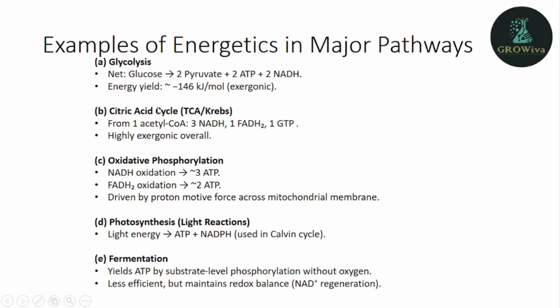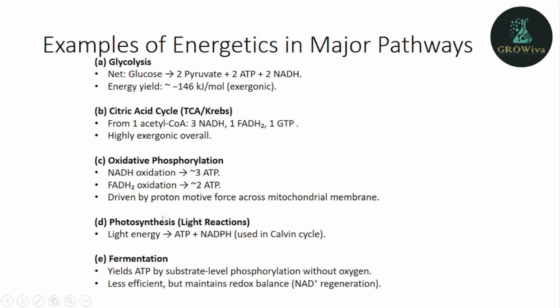Another most important pathway is the TCA cycle or the Krebs cycle, which is also known as the citric acid cycle. From 1 acetyl coenzyme A, we get 3 NADH, 1 FADH2, and 1 GTP, which is highly exergonic overall. And the third one is oxidative phosphorylation, where NADH oxidation yields approximately 3 ATP, and FADH2 oxidation gives us 2 ATPs, driven by the proton motive force across the mitochondrial membrane.